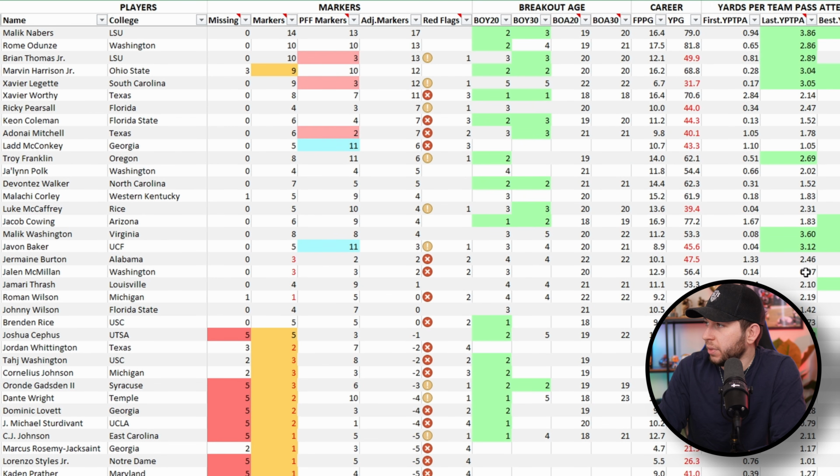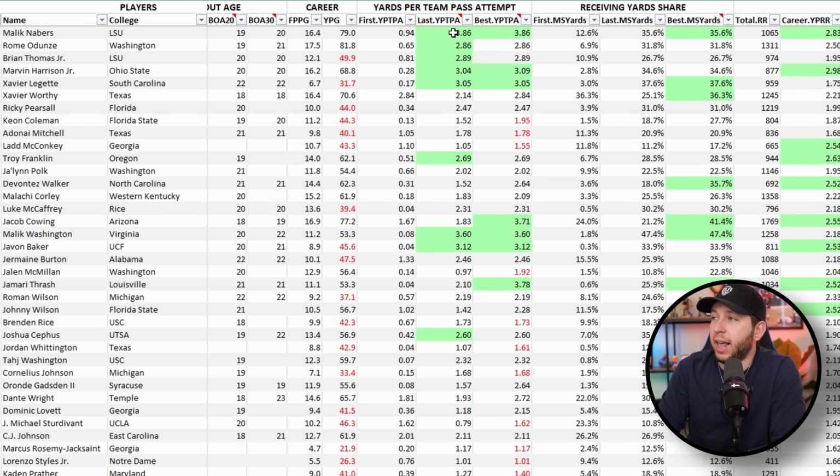The other markers that I'm looking at are last yards per team pass attempt and best yards per team pass attempt. Yards per team pass attempt is your receiving yards divided by the total team's pass attempts that year. You get a number. Last yards per team pass attempt, I want to see that over 2.5. Best, I want to see that over 3. Generally, those both typically happen in the same season. Not always, but generally you see that. Anything over 2.5, like I said, is pretty good. Anything over 3 is pretty elite. Anything above 3.5 or even above 4 is elite or even bonkers numbers.